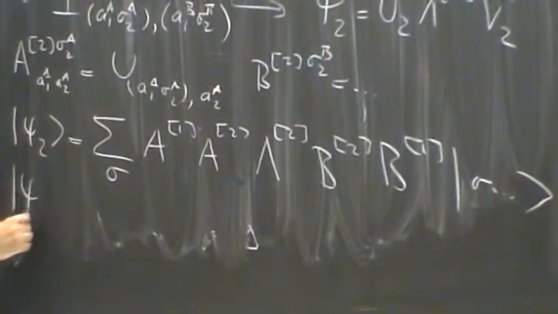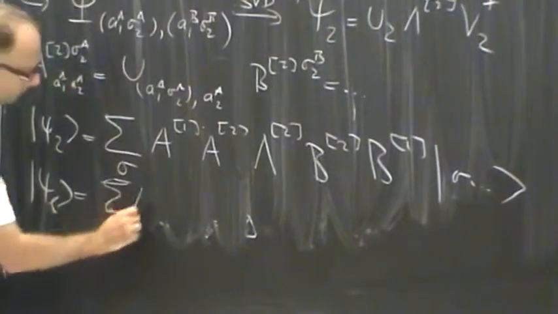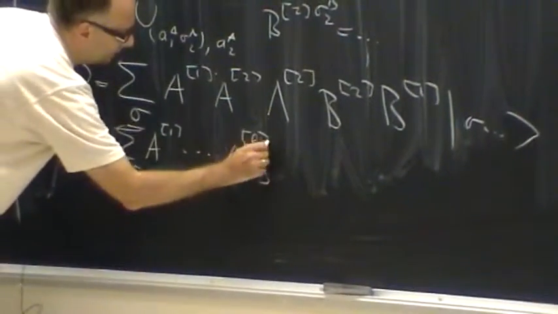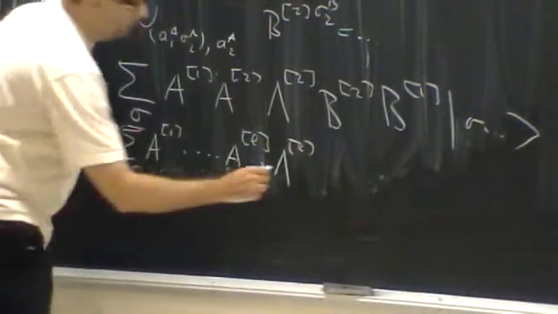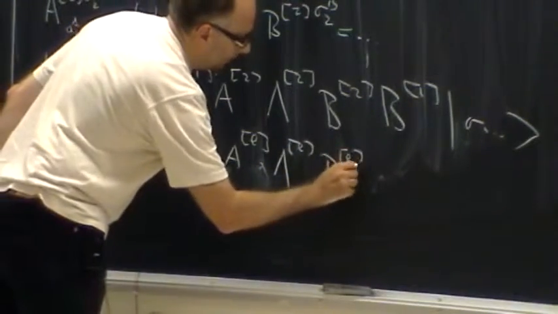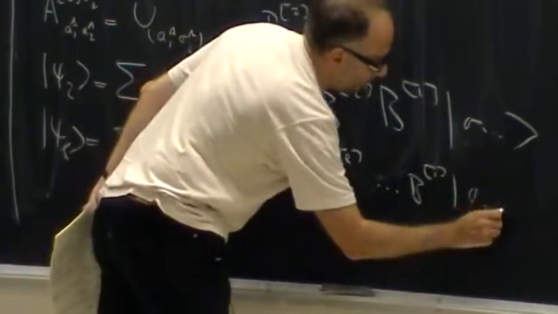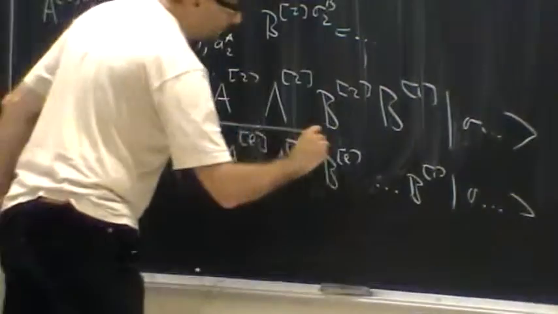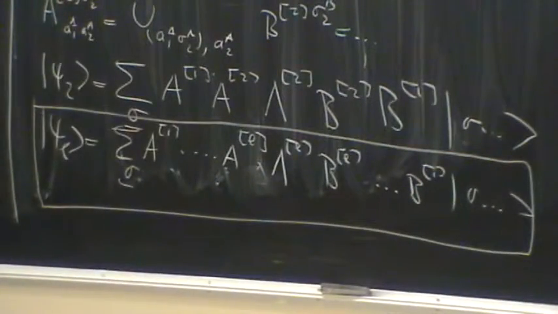If I am at the Lth step, you will have a sum over all your sigmas. You will have a1 to aL. You will get this lambda L in the center. You will get BL, B1, sigma. Okay, so that's what infinite size DMRG does.